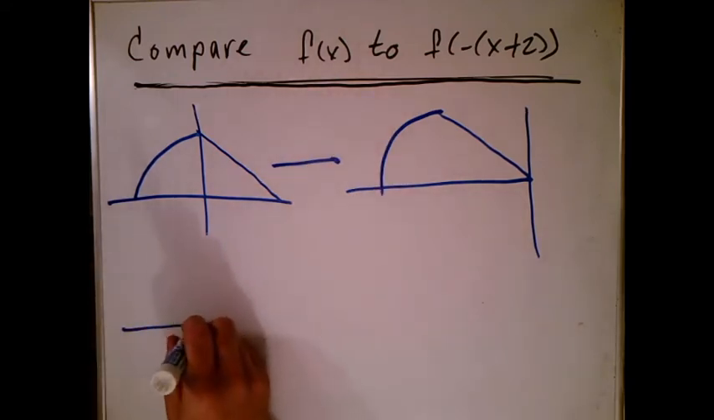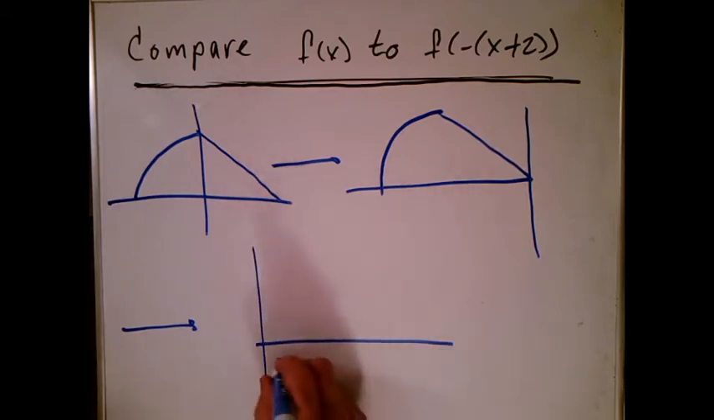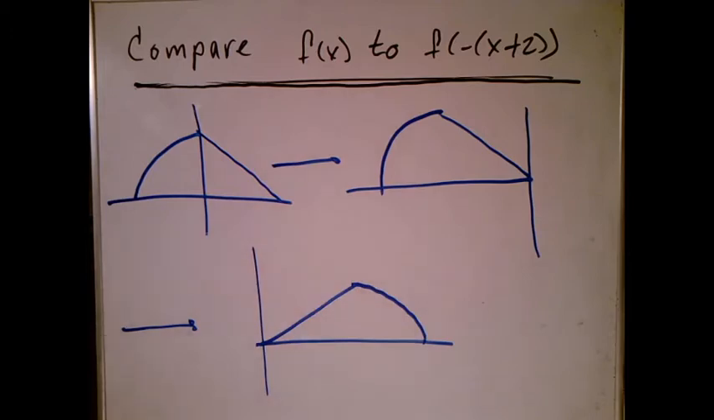Then everybody said that minus sign will flip it. And so we flipped it. And we got something that looks like this and something that looks like this. Now the question is, is that correct? Well, I'm going to go to Desmos just to check.